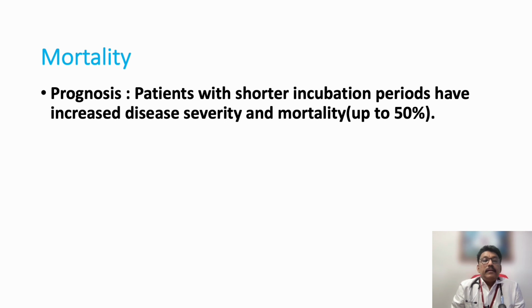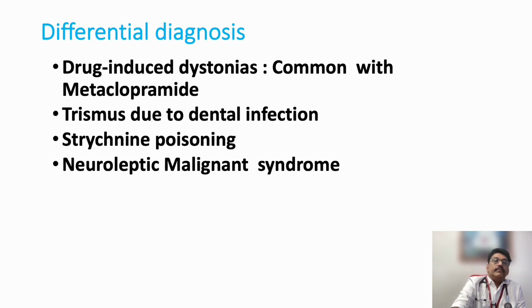Now the mortality rate in tetanus is very high. Patients with a shorter incubation period have high mortality, up to 50%. Now differential diagnoses are very important. Drug-induced dystonias, mainly seen with metoclopramide. After metoclopramide injection, you can see many patients develop dystonia, especially of the facial and hand muscles. Trismus due to dental infection, strychnine poison, neuroleptic malignant syndrome. That is one of the most common differential diagnoses for tetanus.